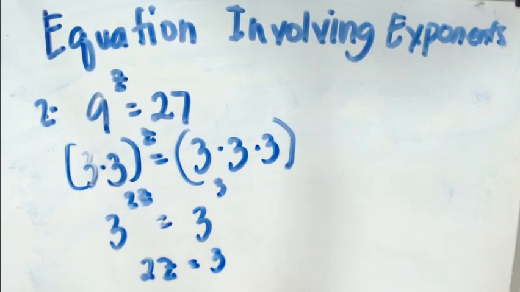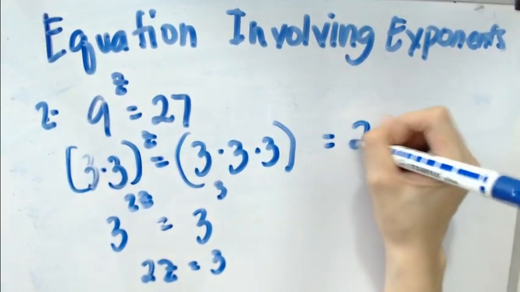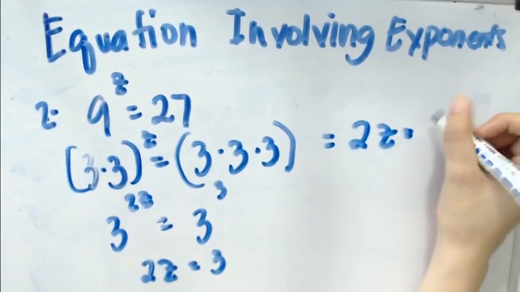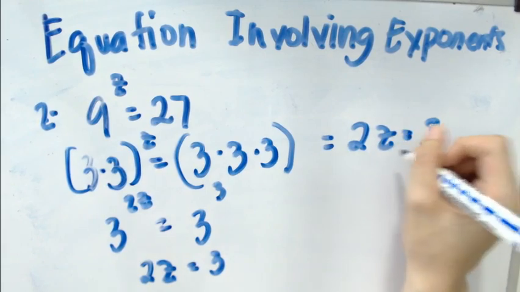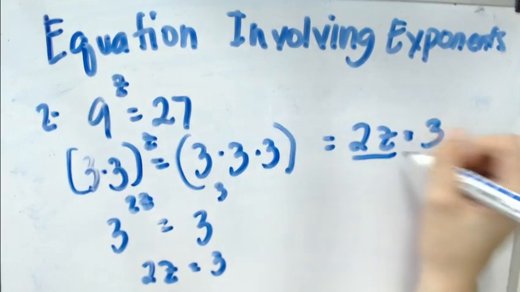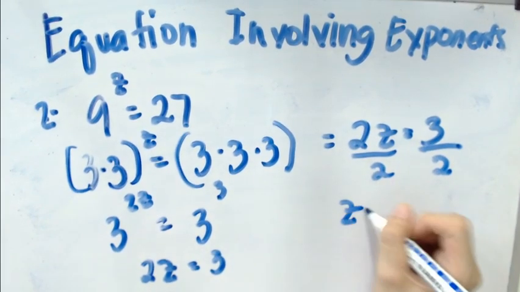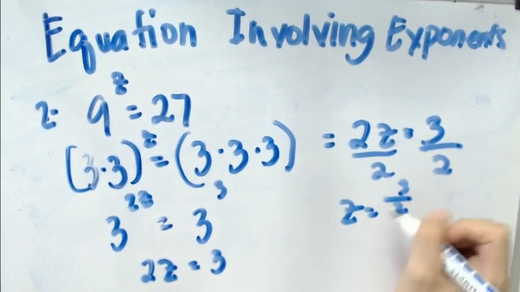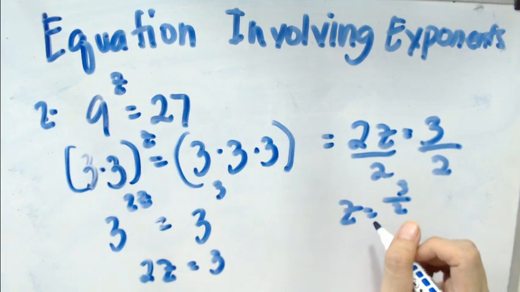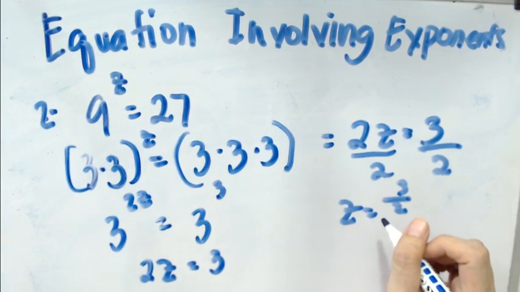Are we done? No, of course not yet, because we need to eliminate the 2 by dividing both sides by 2. And z is equal to 3 over 2. Therefore, 3 over 2 is our final answer.